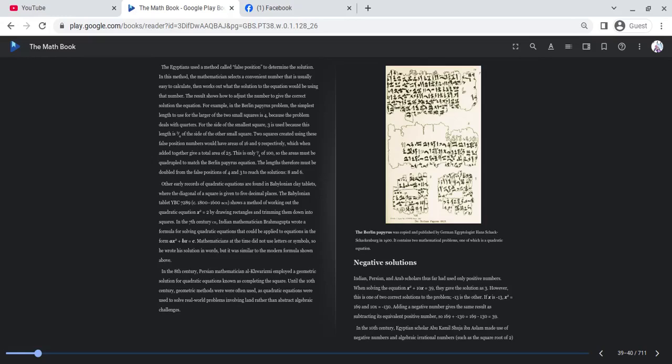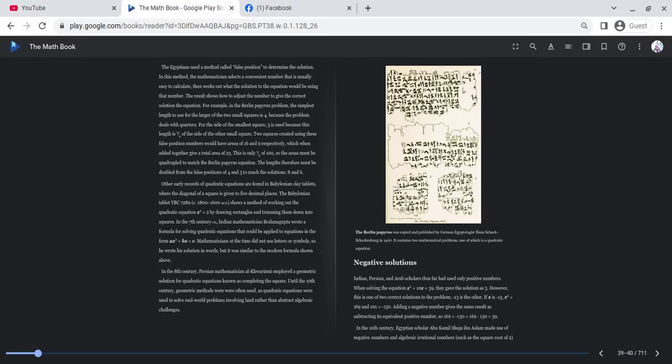Negative solutions. Indian, Persian, and Arab scholars thus far had used only positive numbers. When solving the equation x squared plus 10x equals 39, they gave the solution as 3. However, this is one of two correct solutions to the problem. Negative 13 is the other. If x is negative 13, x squared is 169 and 10x equals negative 130. Adding a negative number gives the same result as subtracting its equivalent positive number, so 169 plus negative 130 equals 169 minus 130 equals 39.